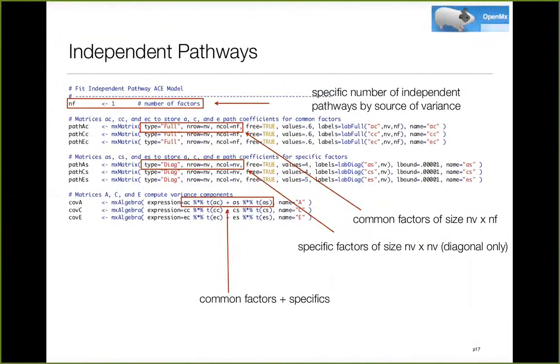If you have more than one A, C, or E common factor, your syntax that constructs the corresponding loadings matrix needs to accommodate that. In general, the corresponding common factor loadings matrix will be NV by NF, where NF is the number of common factors of that type, A, C, or E, as the case may be. The loadings matrix for the unique factors will pretty much always be an NV by NV diagonal matrix. In any event, the total additive genetic covariance matrix will always be the sum of the common and unique additive genetic covariance matrices, with the analogous case holding true for the shared and non-shared environment.